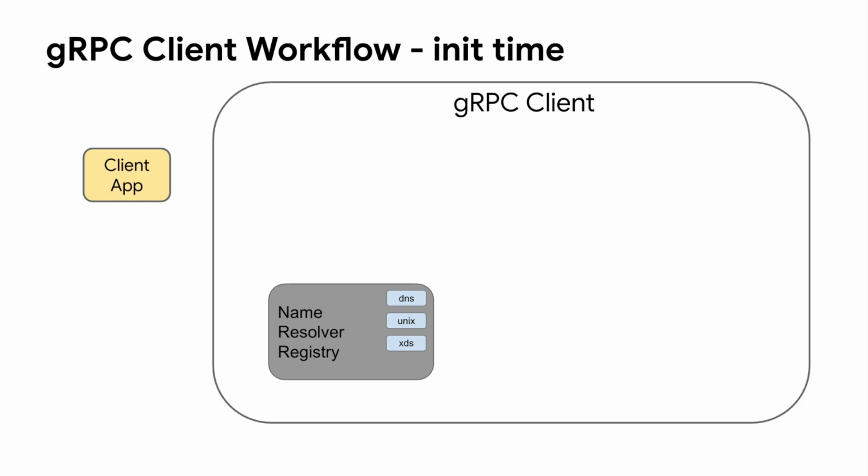Now that we've looked at the basics of name resolution, let's jump ahead and see how name resolution fits in the gRPC client architecture. As mentioned earlier, at init time, the different name resolver implementations register themselves with gRPC. This includes name resolver implementations provided by gRPC like DNS, Unix, XDS, etc. This also includes any resolver implementations provided by the user. Here, we see that the client application registers a name resolver for a scheme named custom.